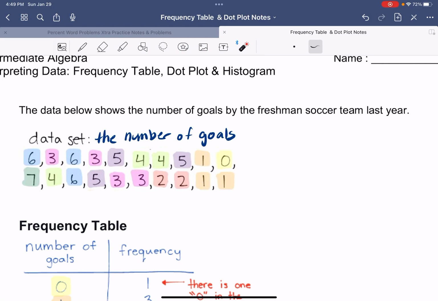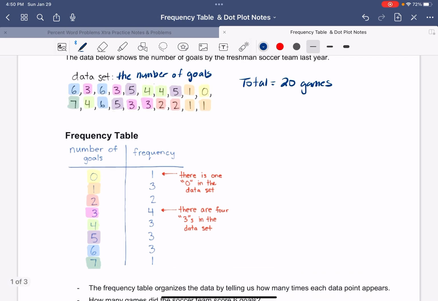So if we were to add them up, in the first game they scored 6 points, second game, third game 6, and so on. For the total number of games, I'm looking at 2, 4, 6, 8, 10, 12, 14, 16, 18, 20. They had a total of 20 games. I'll show you why that might be important so you can double check yourself later. As you can see, there's a bunch of different numbers.